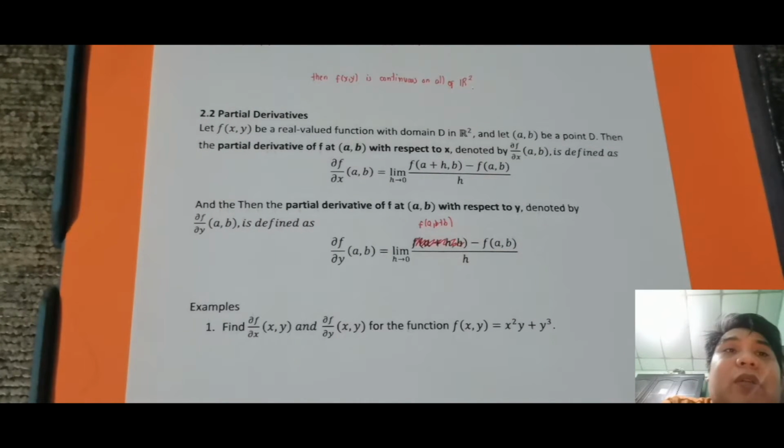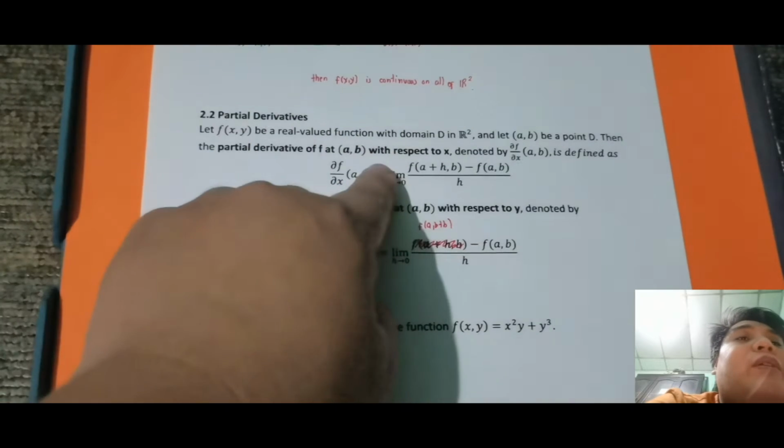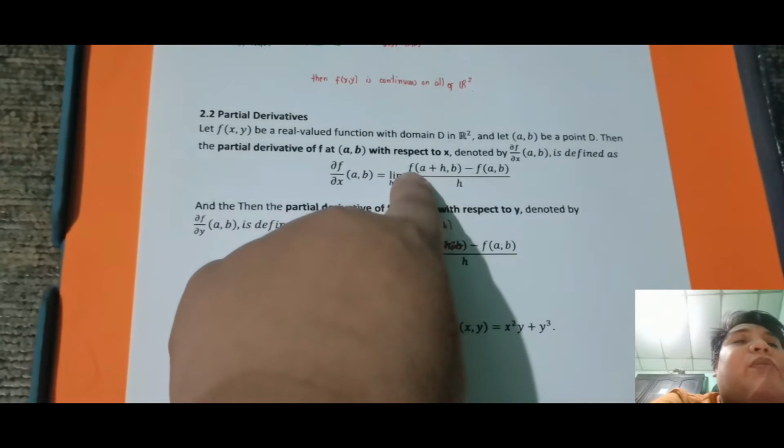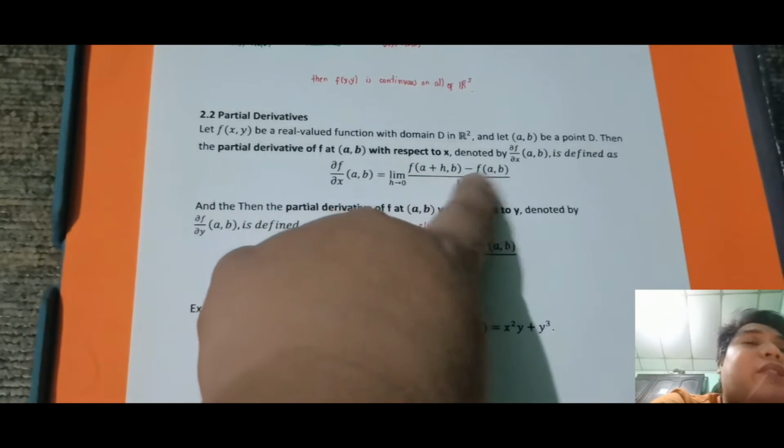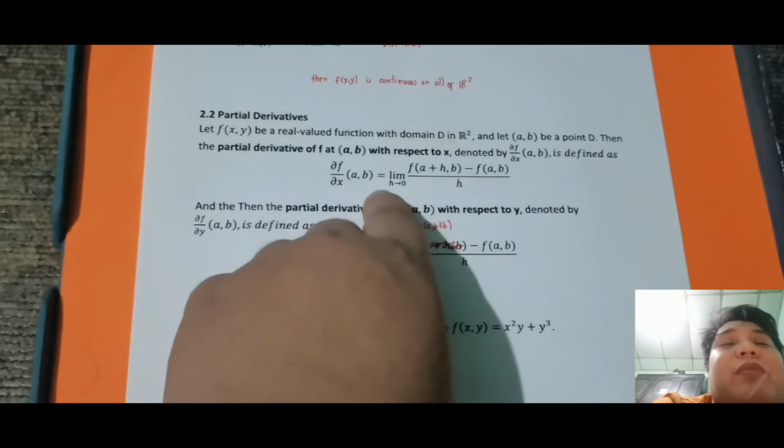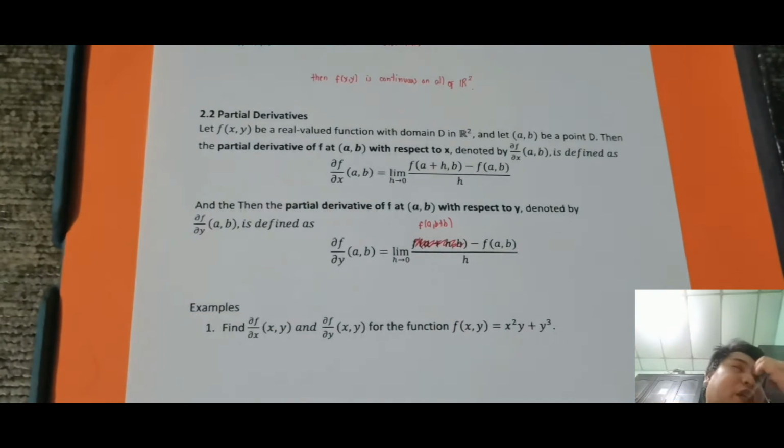So again, if you want to get the partial derivative, just take the limit of f of a plus h comma b minus f of a comma b, divided by h, as h approaches 0. So that's what you'll do. Technically, that's what you'll do. Sir, it's hard, it's long. Right. So sir, it's long, I have to evaluate f of a plus h comma b minus f of a comma b all over h, and then take its limit as h approaches 0. And then that is its partial derivative.